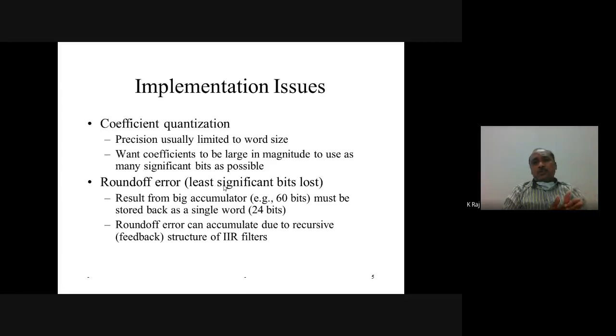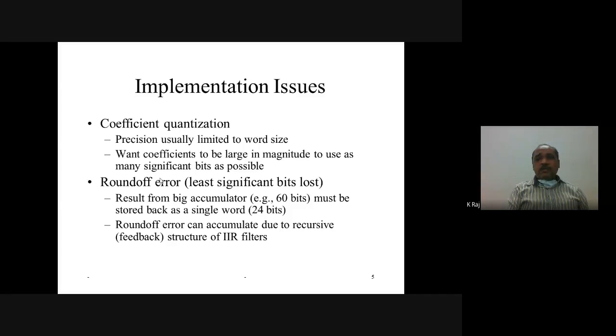Now the implementation issues. What are the implementation issues? During the implementation, we have to consider first the coefficient quantization. Coefficient quantization means we have to introduce the concept of precision, because during the development of the mathematical model, we assumed that we are using infinite precision. Infinite precision means whatever information there is, the same will be implemented with the help of parameters, and parameters will be modeled using the coefficients here, and we have assumed that the coefficients have infinite precision.